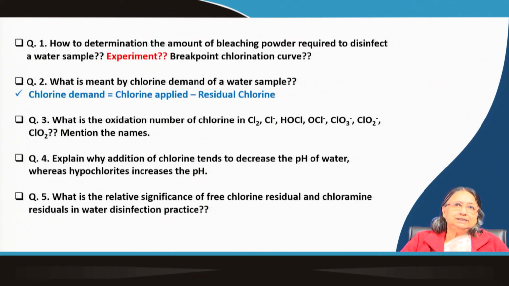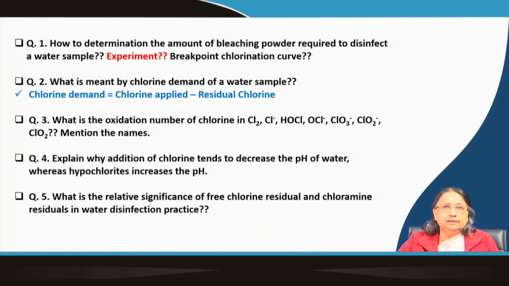Now, there are some questions in this module 5. I picked up some questions. How to determine the amount of bleaching powder required to disinfect a water sample? How much bleaching powder will you use? How to know? You have to draw the breakpoint chlorination curve. You have to do some experiments. You have to vary the dose in different containers.